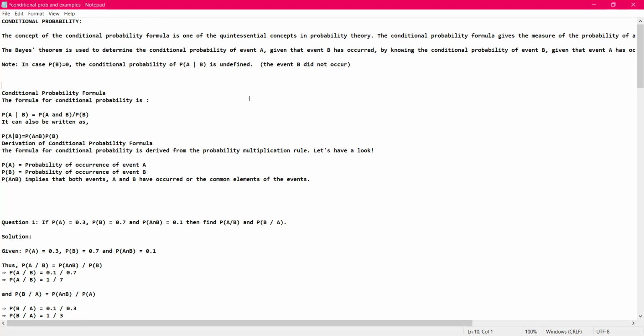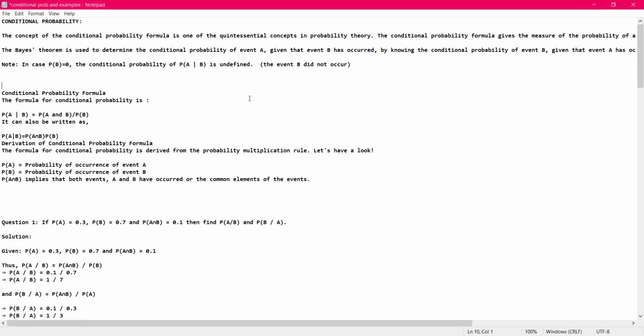And also you can see we can write that formula as P of A given B equal to P of A intersection B into P of B. So like that we can write. So finally the formula for the conditional probability is P of A given B equal to P of A intersection B into P of B. So now we will see what are those terms.